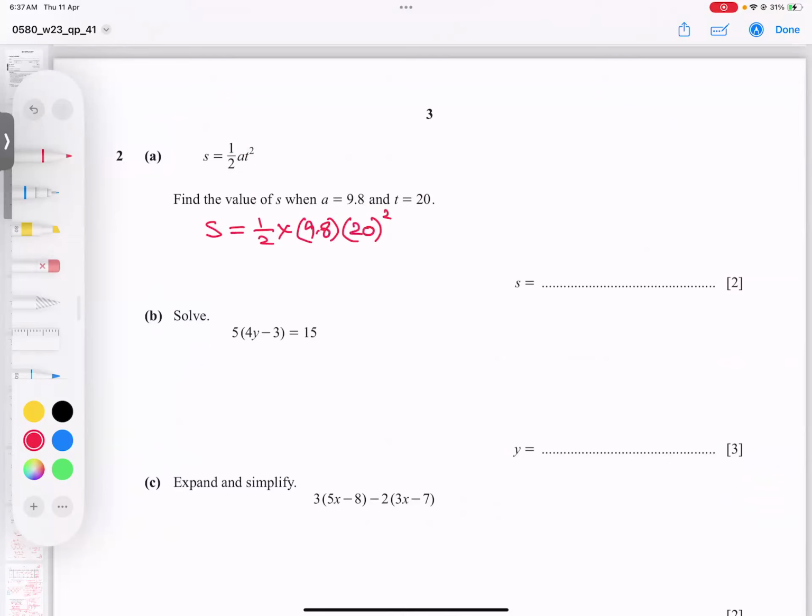So be careful while putting it in. It's 2 marks, so at least 1 mark is for showing this step. Okay, and then you can show the final answer. S is coming to 1960. Let me check: half into 9.8 into 20 squared. Correct, and my answer is 1960. I think this part is very clear.